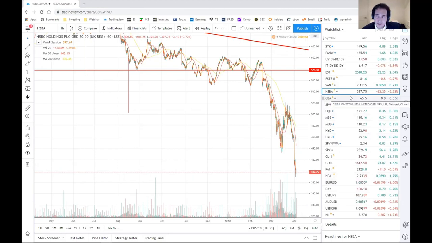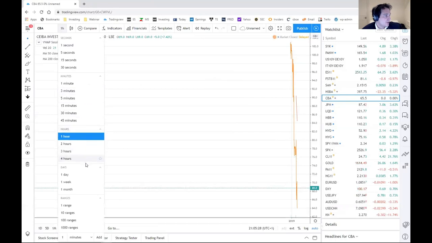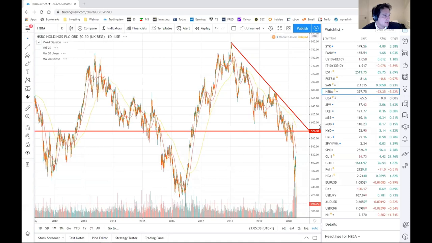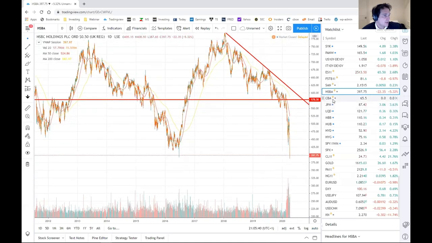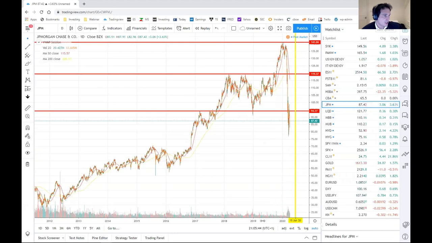Similarly, because I know that some of you are listening from Asia and Australia, I wanted to look at some of the Australian banks. So let's move on. Instead of an hourly chart, I should have been looking at a daily chart. If I do a daily chart and go back into HSBC, that's the chart for HSBC. For JP Morgan, this is the chart.